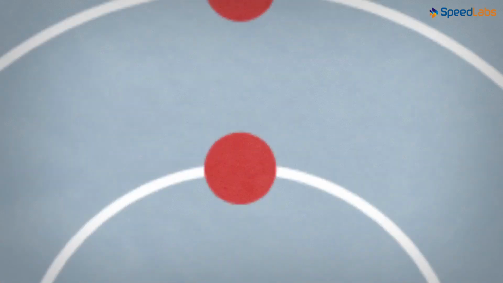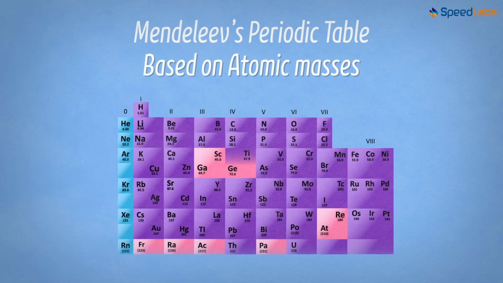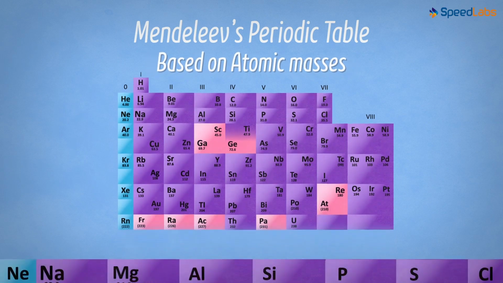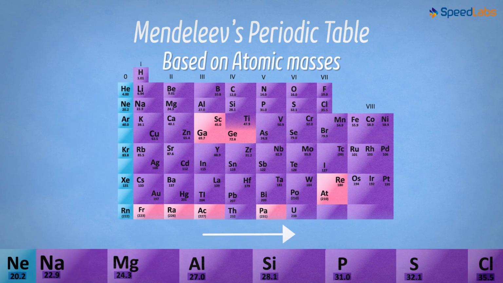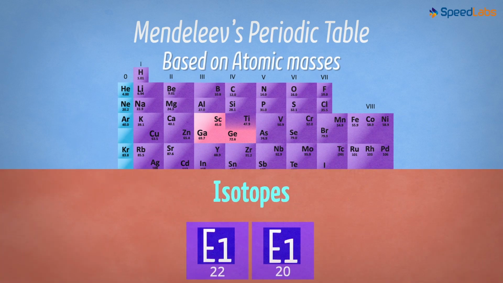Now you may wonder how isotopes can be a major factor for the failure of Mendeleev's table. Just think for a moment. We know that the table by Mendeleev was based on atomic masses. That means elements were arranged based on their increasing atomic masses. And isotopes, although belonging to the same element, have different atomic masses. That means they need to be placed separately in the table.